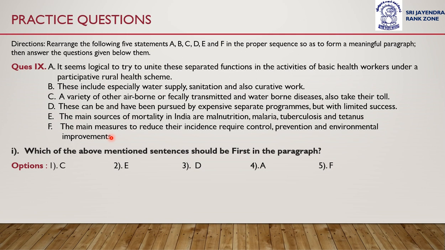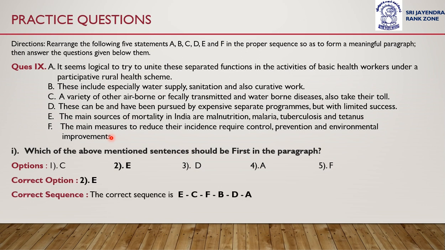So we already have a sequence. Which of the above mentioned sentences should be first in the paragraph? So the first sentence is option E, option 2. E, C, F, B, D, A. E, C, F, B, D, A is the correct sequence.